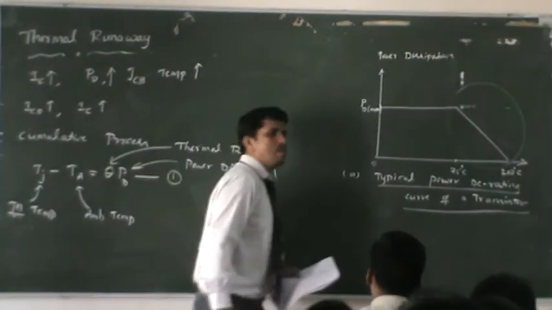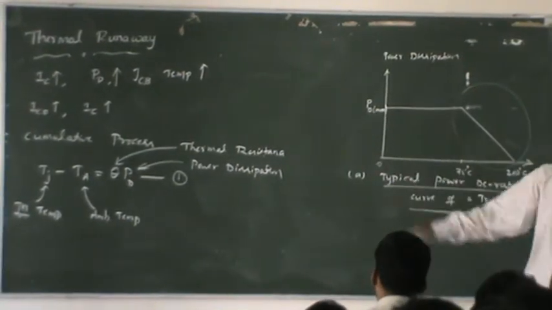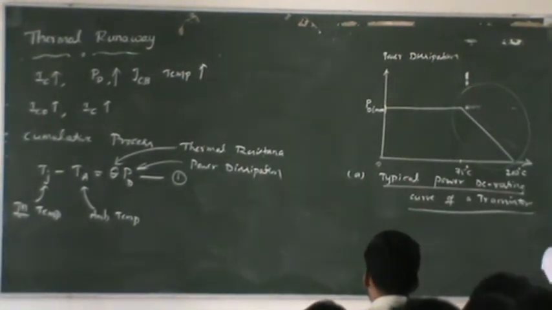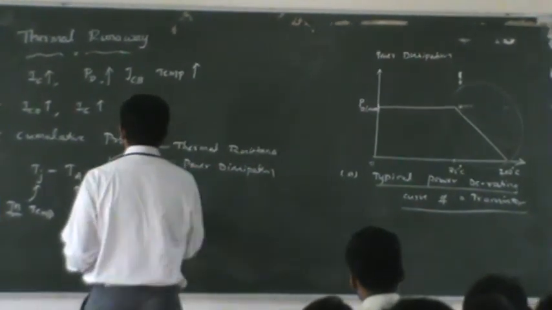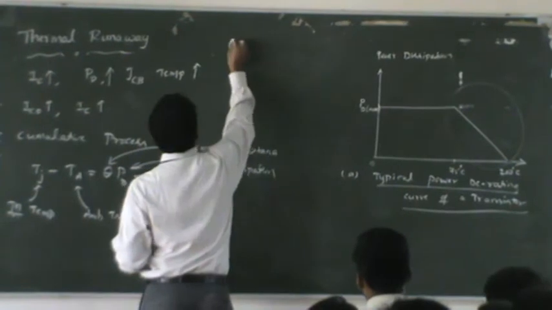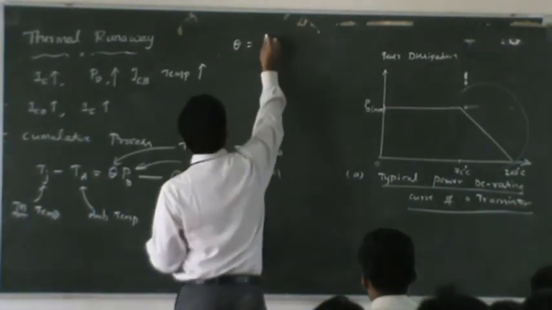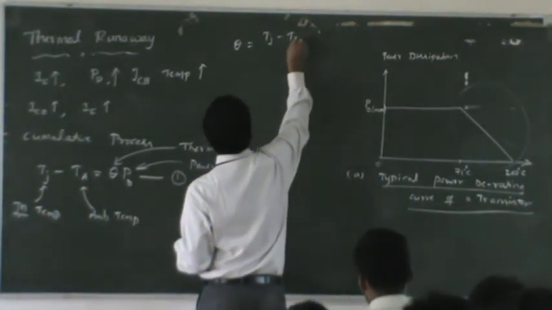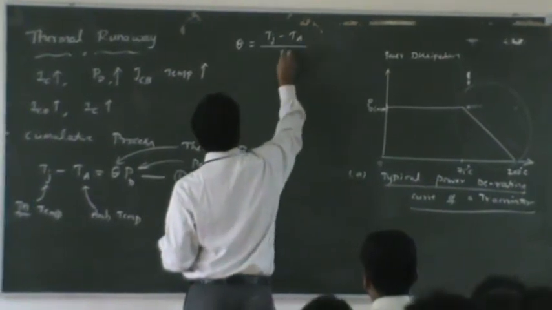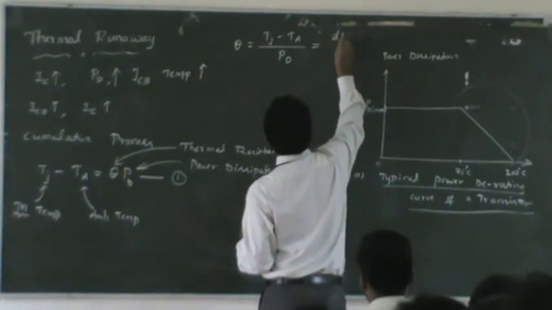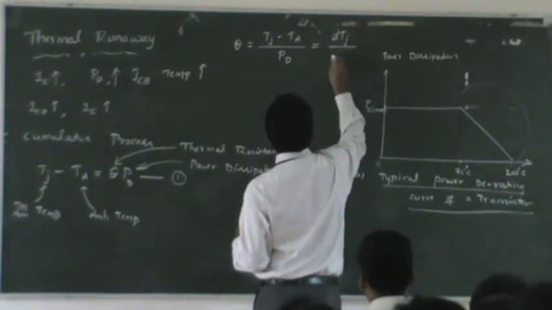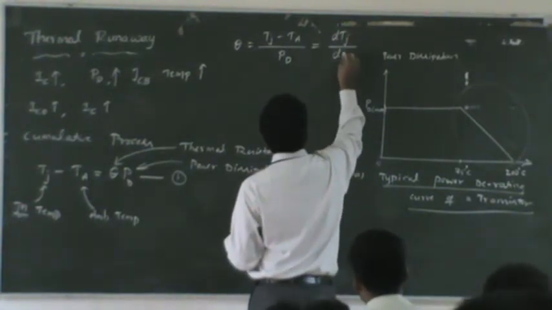So many equations will come across. That's why you label the equations properly. So now we define what is the theta now. Theta is given by Pj minus Pa divided by Pd, which I will call as this, let it be equal to dPj by dPd.